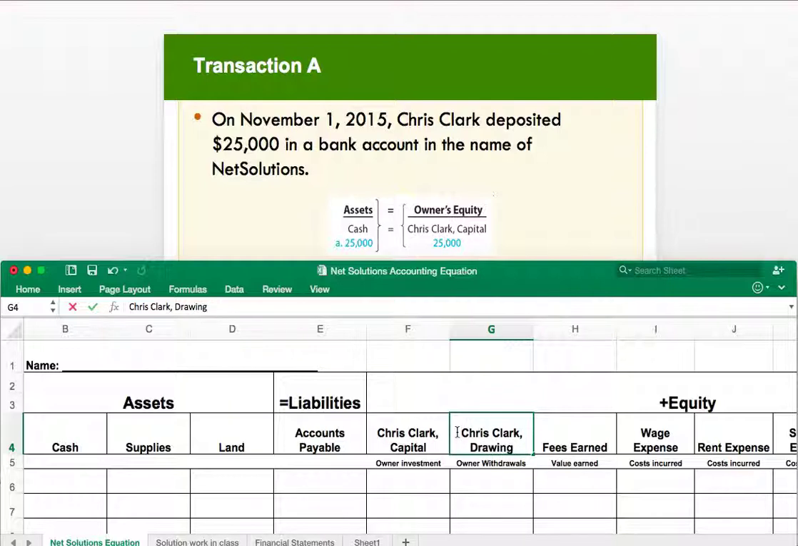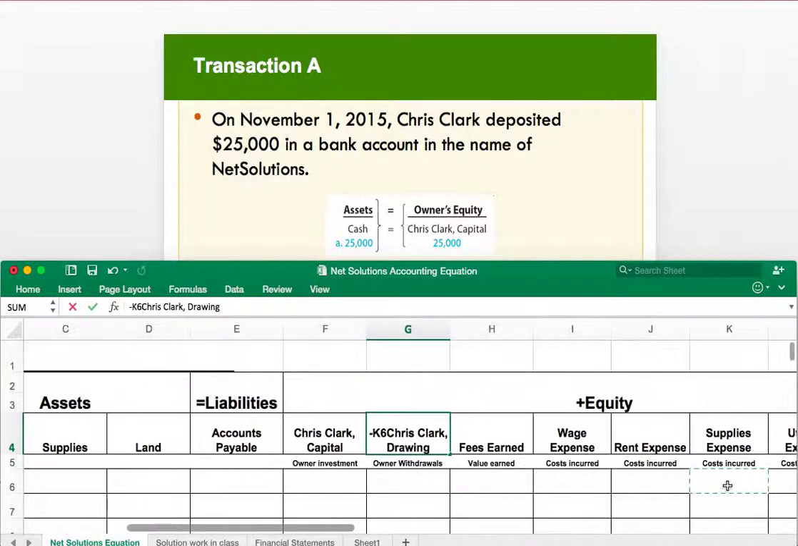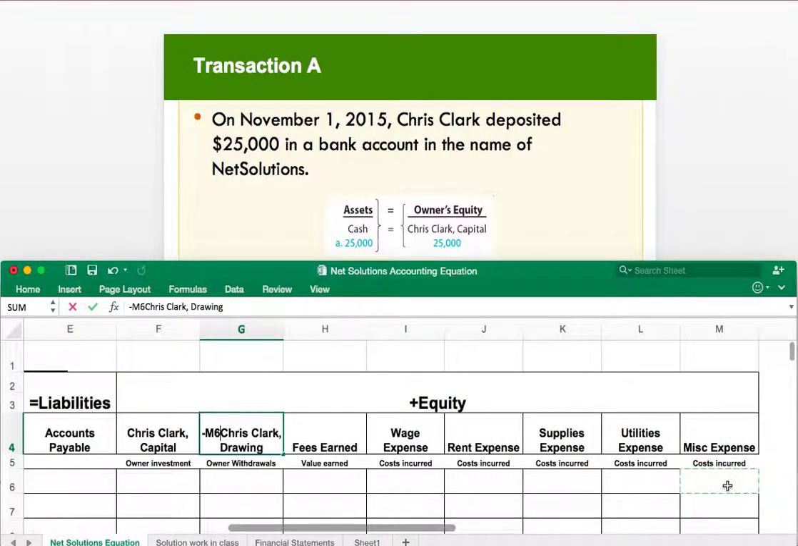And then I'm also going to put a minus beside that, because when we add the amounts down here, those amounts are going to have a minus in front of them. Then we have fees earned. That's going to be our revenue account. Wages expense, rent expense, supplies expense, utilities expense, and miscellaneous are all expenses, and we'll talk about those in a minute, but the expenses are going to be the cost of doing business, the cost per month of earning the revenue.